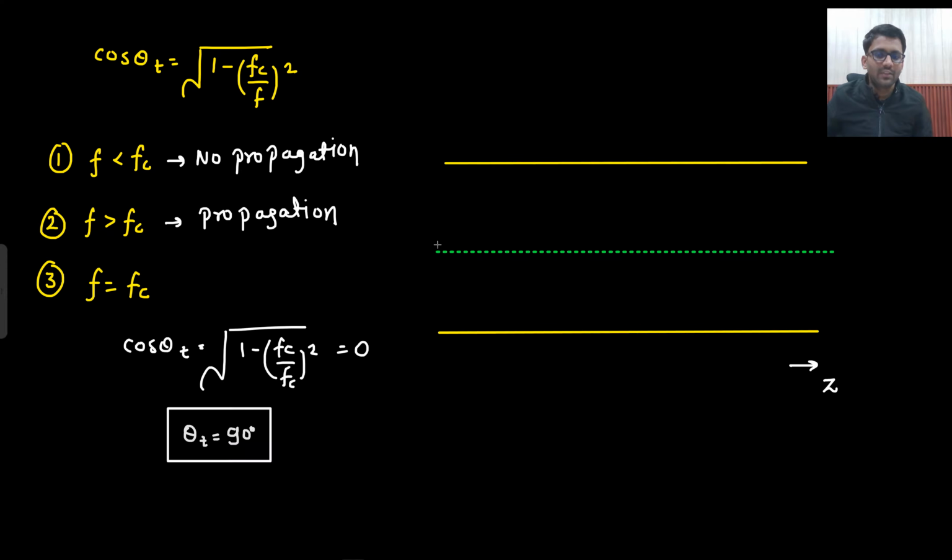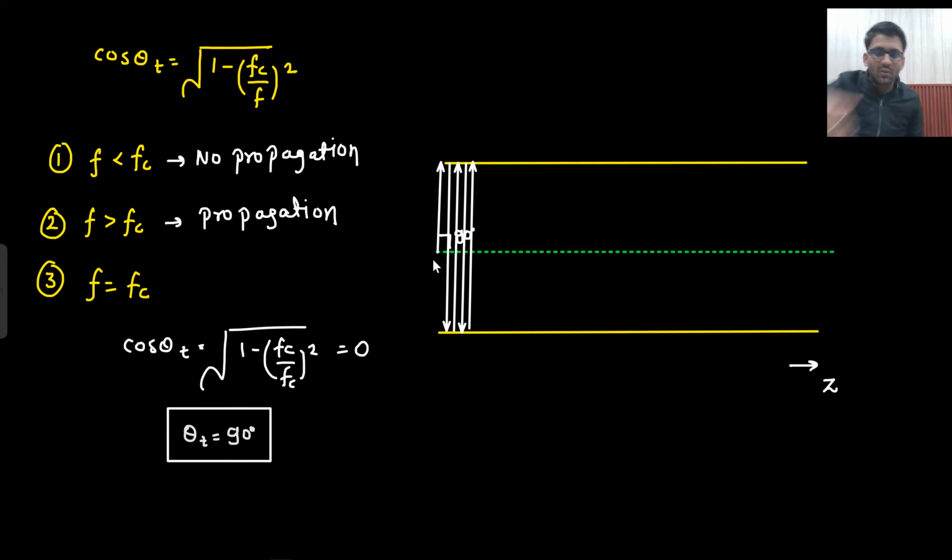That means if a wave is coming directly like this, the angle has to be 90 degree. So if the wave is coming directly like this, then what will happen? It will be reflected back in this manner, or from here it will be reflected back. Then from here it will again be reflected back. Tilt angle will always be 90 degree again. So there is no propagation.